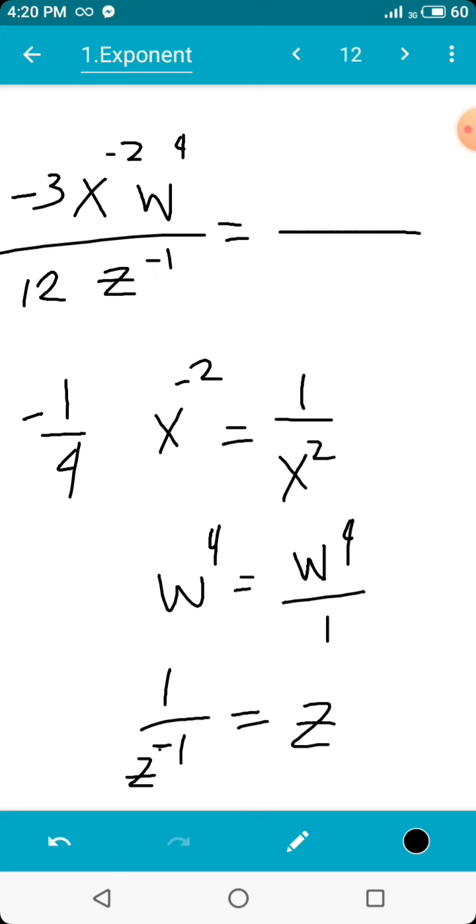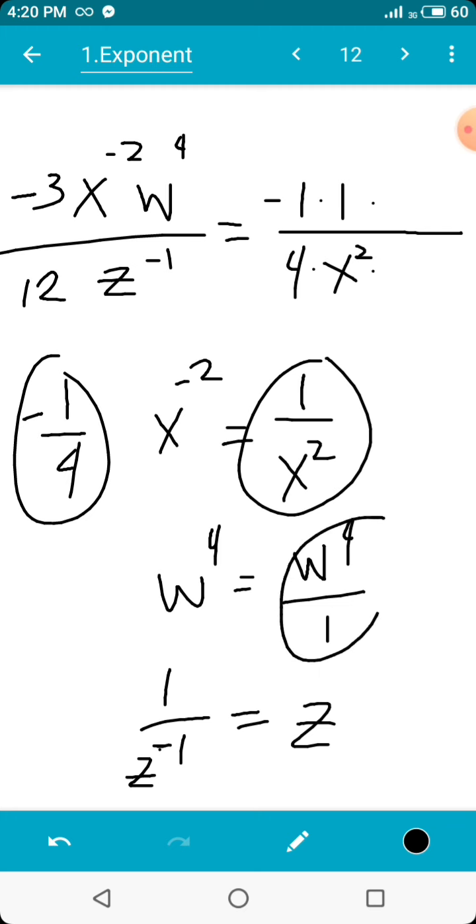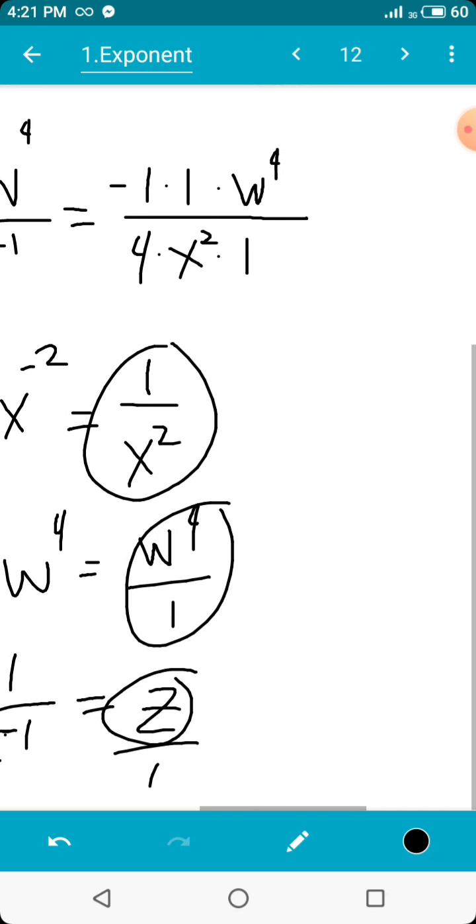So, since we have negative 1/4, we can write it as negative 1 over 4. Okay? And then we have this one, 1 over x squared. And then we have this one, W raised to 4 over 1. And then we have this one, over 1 lang din iyan. So, it will become Z over 1.